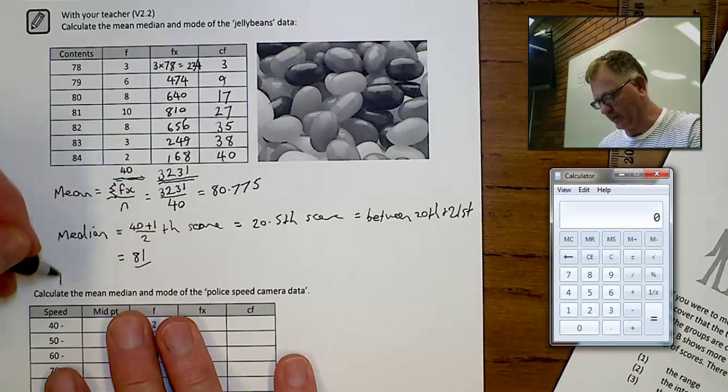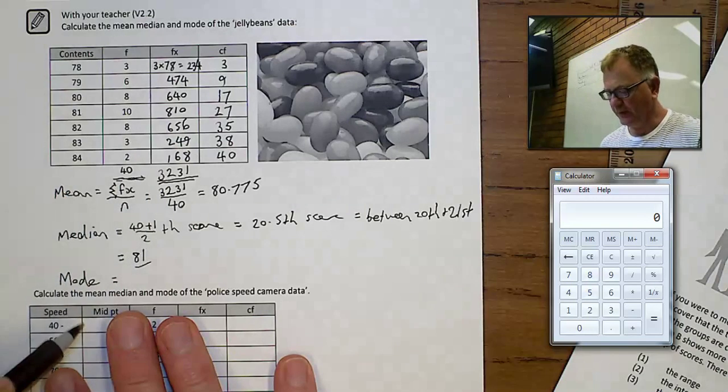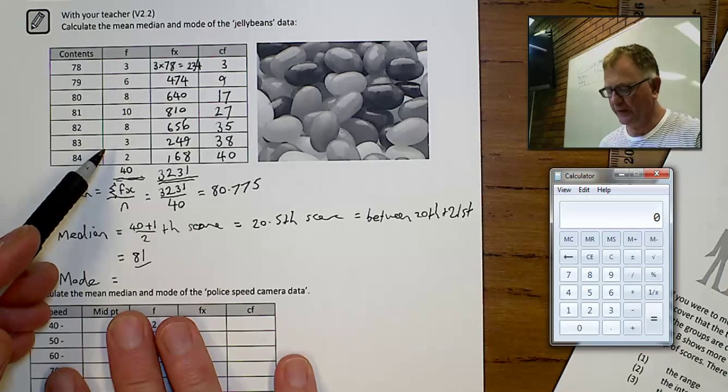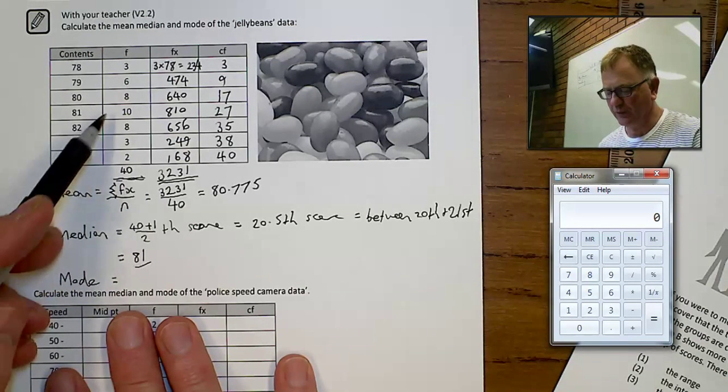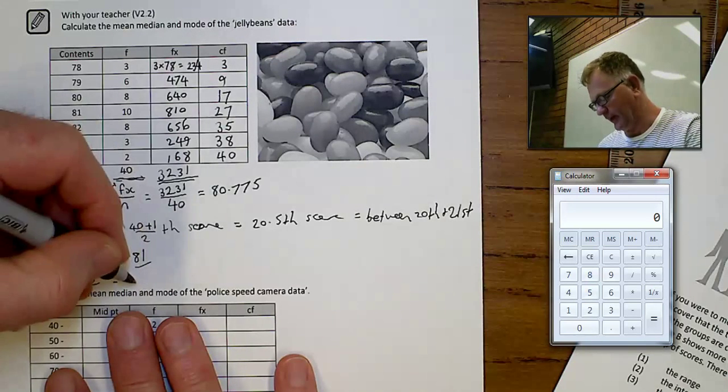And the last thing we have to do is find the mode, and that's easy if you've got a frequency distribution table, because you can see that the most common number of jelly beans to have in a pack was 81. There were 10 different packets that were like that.